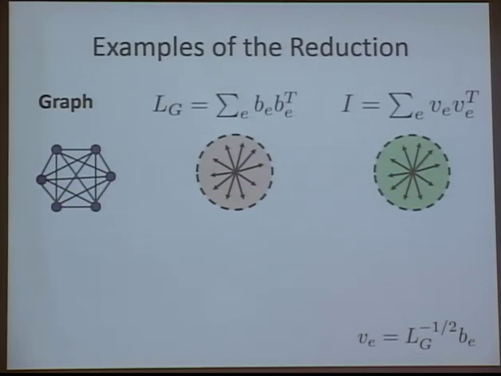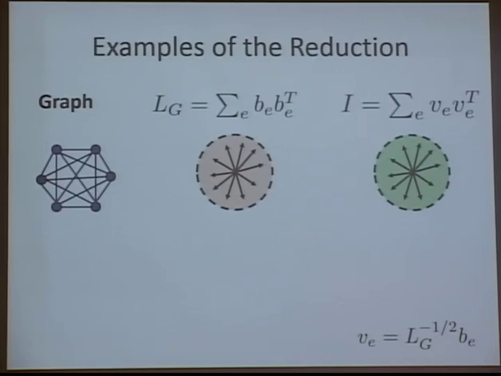Consider one example where the input graph is G. Now write down its Laplacian. It's the sum of the outer product of its incidence vectors. That actually turns out to already be isotropic. Isotropic just means that the sum of outer products is the identity. All the eigenvalues are the same. So when I rescale it by Lg to the minus half, in order to make it a sphere, nothing happens. I just get the same thing.